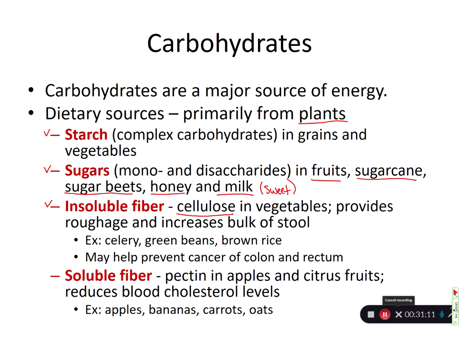So the main function of insoluble fiber is it bulks up the stool. Okay? So it basically increases your roughage, increases the bulk of the stool. Examples of where you can find insoluble fiber would be green beans, celery, brown rice. These have a lot of insoluble fiber in them. This is good for a lot of reasons. One thing is that because it bulks up the stool, it keeps you having more regular bowel movements, which is good to prevent things like colon cancer and cancer in the rectum.